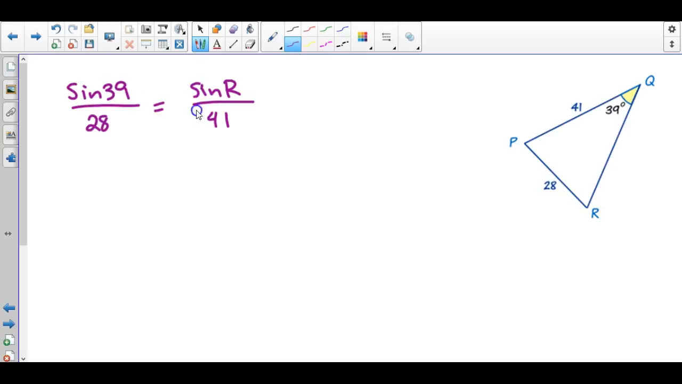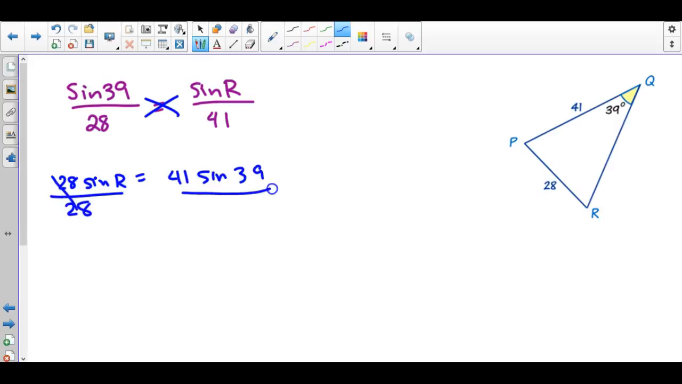So now that I have this information, I'm going to cross multiply and I have 28 times the sine of R equals 41 times the sine of 39. And I'm going to divide both sides by 28. So I'm solving for an angle here. That's only going to change one thing really at the very end of this. So right now this is what we have.